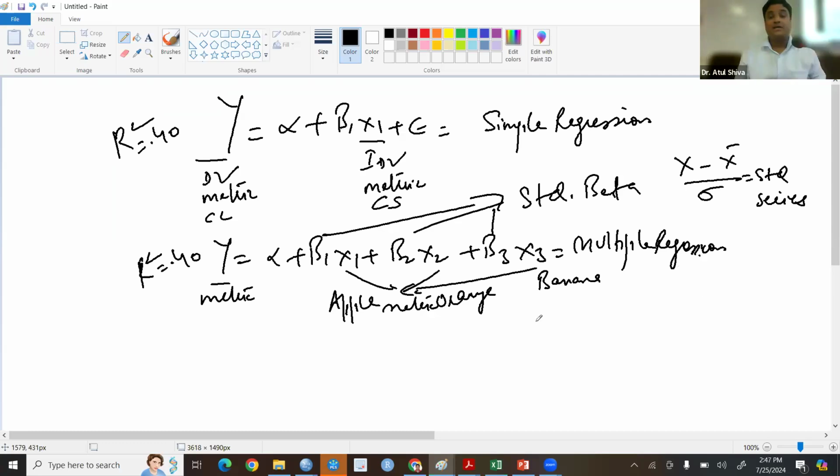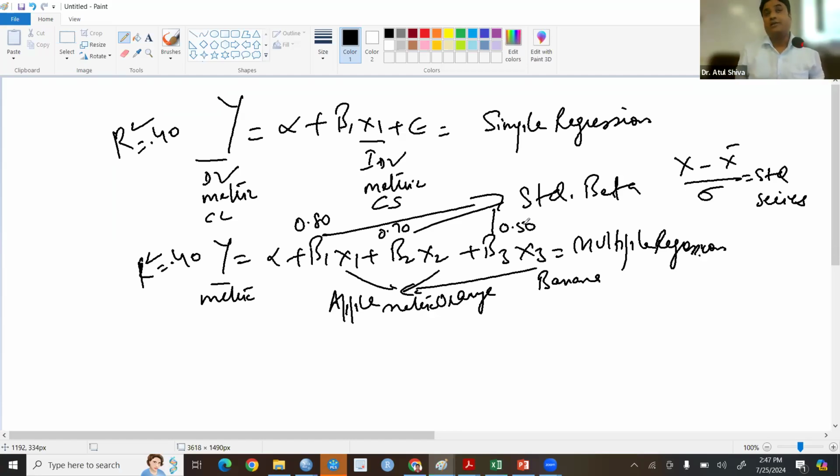So for example, this beta is 0.80, this beta is 0.70, this beta is 0.50. So I can say apple is more robust and giving more variance in the 40% R square. Apples are more significant, followed by oranges, followed by banana.